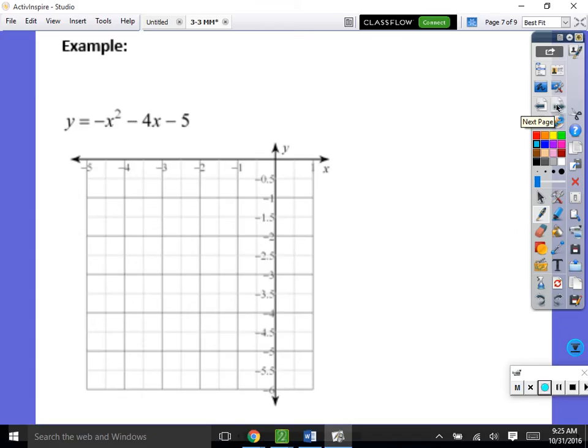So notice the negative in front. So is it just going to be a frowny face? Negative people like to frown. That's what flips it upside down, you know what I mean? So let's go through this real quick.